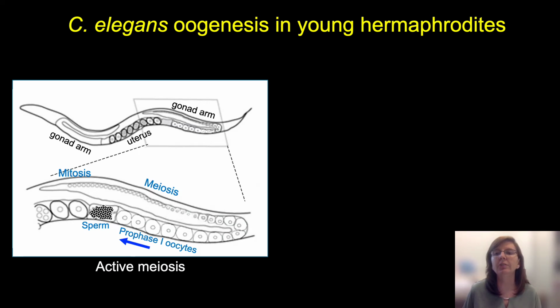After fertilization, the embryos will be found again in the uterus, which is shown here at the bottom left, and they'll develop to about the 50 cell stage before they're laid by the worm. It's important to note that in a young hermaphrodite, meiotic maturation and fertilization are occurring every 23 minutes. So this is a very efficient assembly line-like system.